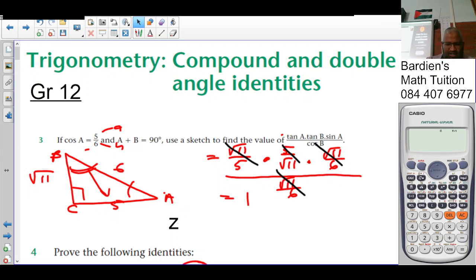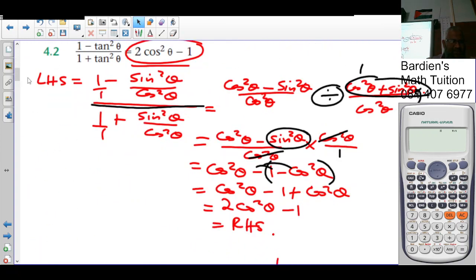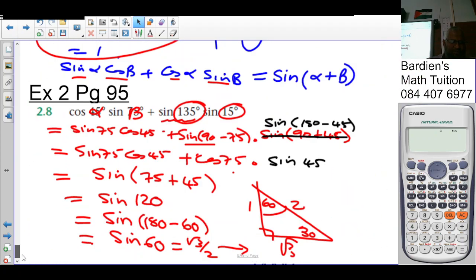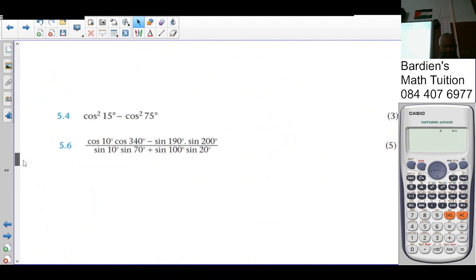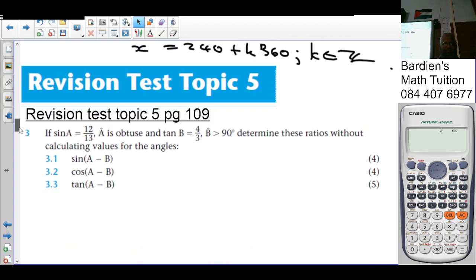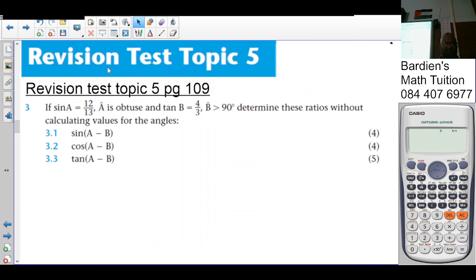So at this point we are wrapping up our trigonometry chapter. You have indicated already which questions were an issue. Revision test topic 5. This is the revision exercise on page 109. The questions that you have indicated, once you have marked it, these were the issues. So for the next 40 minutes, we're going to try and sort out most of your issues here.